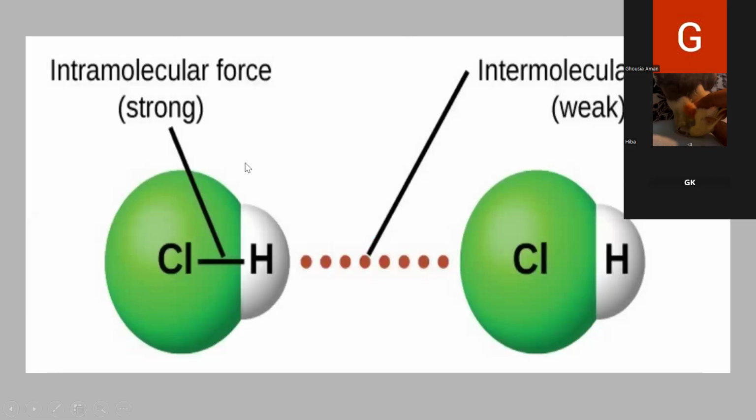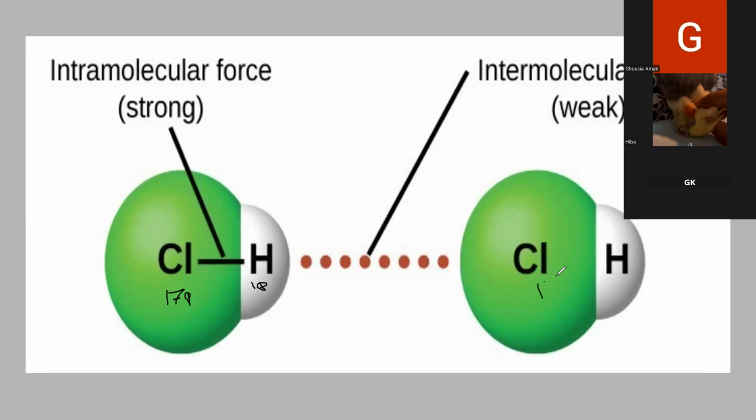Now you see this is a hydrogen chloride molecule. Hydrogen chloride is a gas, and hydrogen chloride also has slight positive and negative charges. How? Chlorine has 17 protons and hydrogen has 1 proton.